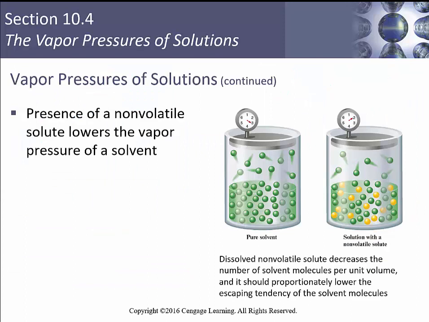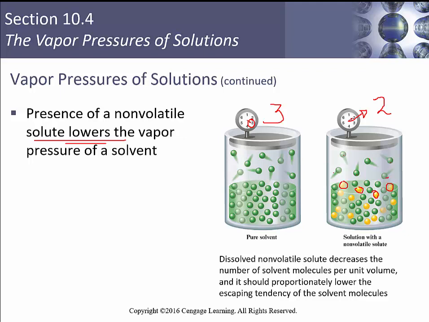Right? So we're going to start off by looking at the vapor pressures of solutions. The presence of a non-volatile solute lowers the vapor pressure of a solvent. So if I've got this pure solvent, notice this guy is in here at 3. I dissolve some non-volatile stuff in it, like sodium chloride. Pretty hard to get sodium chloride in the gas phase. My vapor pressure is reduced down to 2. I've got fewer of these red or green balls in solution.